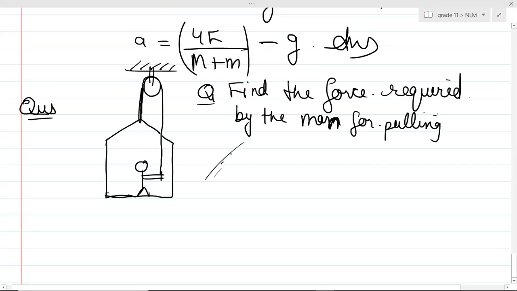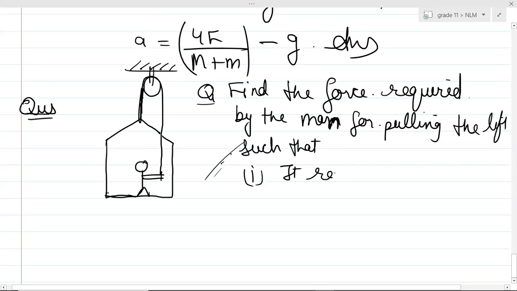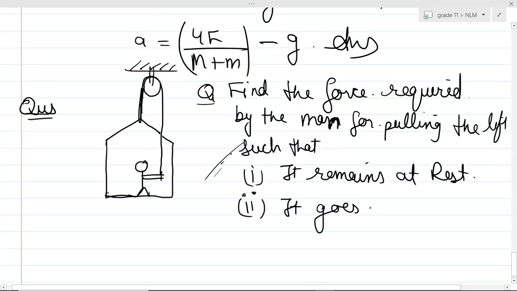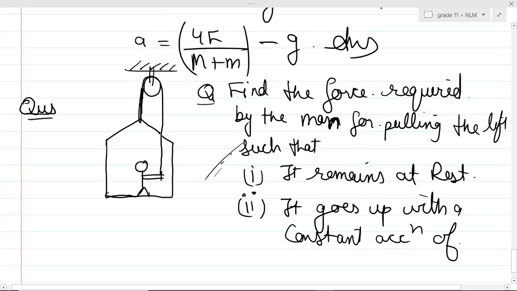Okay. So find the force required by the man for pulling the lift such that, first, it remains at rest; second, it goes up with a constant acceleration of, let's say, 2 meters per second squared. Right?